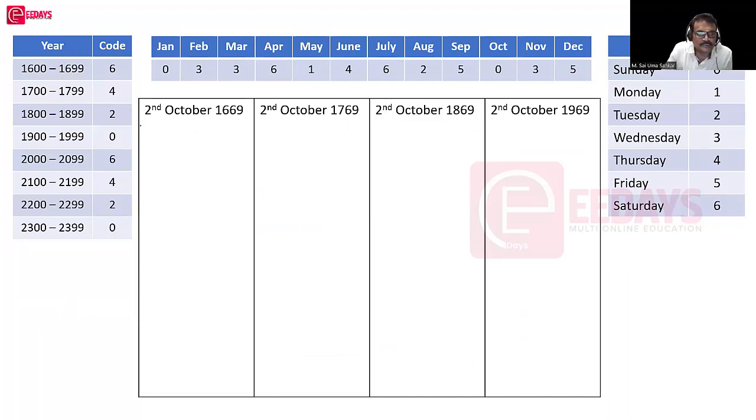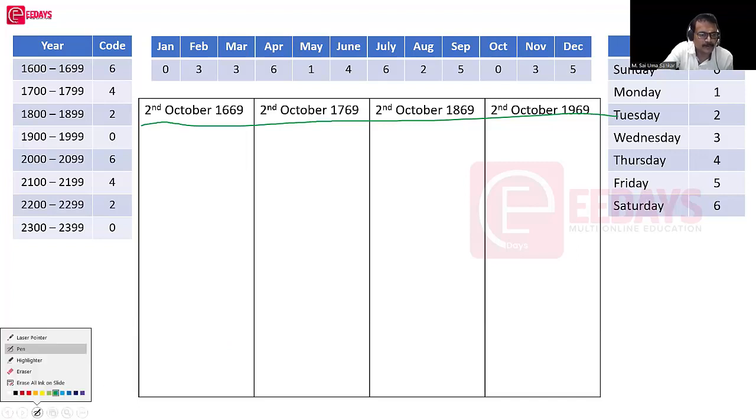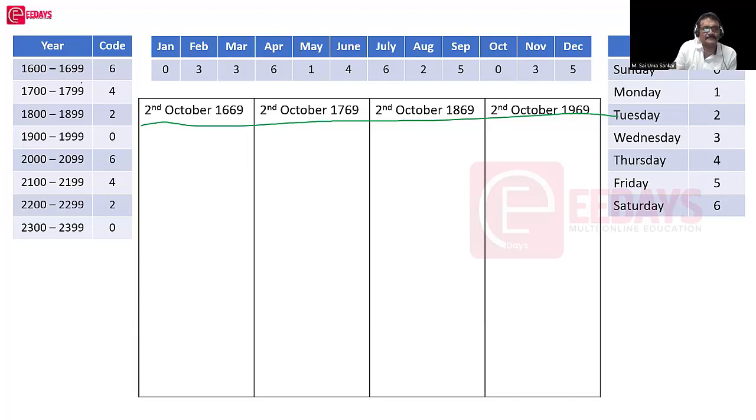Here let us do 4 questions at once. 2nd October 1669, 2nd October 1769, 2nd October 1869, and 2nd October 1969. Now, all of you observe carefully. What is the first step? Century. This is 1600, this is 1700, this is 1800, and this is 1900. What is the next? Years. So all are 69. No change at all. And next, this is October.